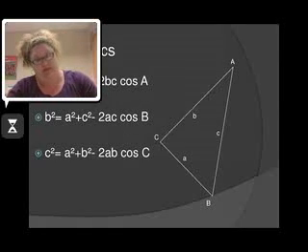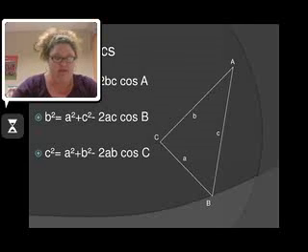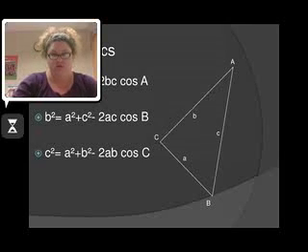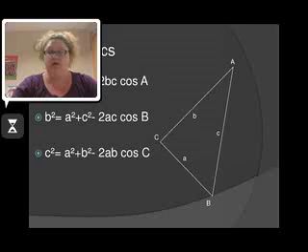So the law of cosines is another way for us to find missing side lengths, missing angle measures, and that sort of thing when we have triangles. Most of the time when you use the law of cosines, you're using it on a triangle that's not a right triangle. And remember, a right triangle has a 90-degree angle. So you'll see there's a triangle on the screen here. That triangle is not a right triangle.